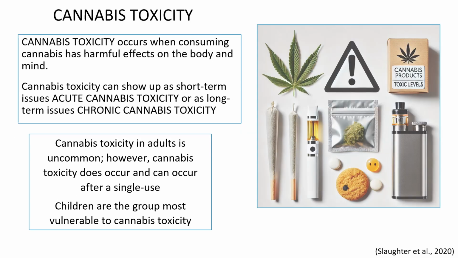Cannabis toxicity. Cannabis toxicity occurs when consuming cannabis has harmful effects on the body and mind. Cannabis toxicity can show up as short-term issues, that's acute cannabis toxicity, or as long-term issues, that's chronic cannabis toxicity. Chronic toxicity, cannabis toxicity in adults is uncommon. However, cannabis toxicity does occur and can occur after a single use. Children are the group most vulnerable to cannabis toxicity.